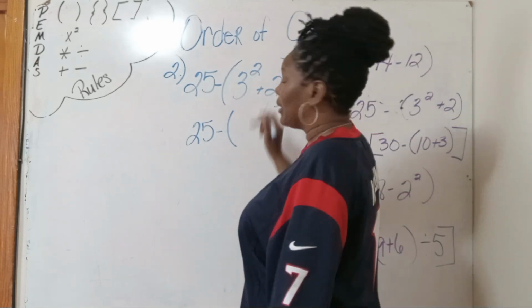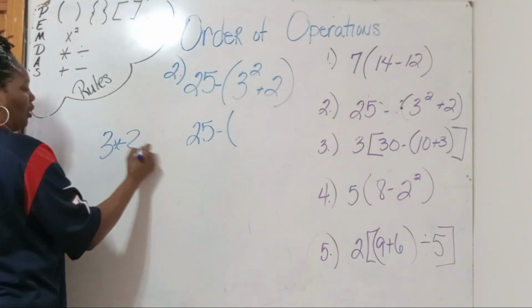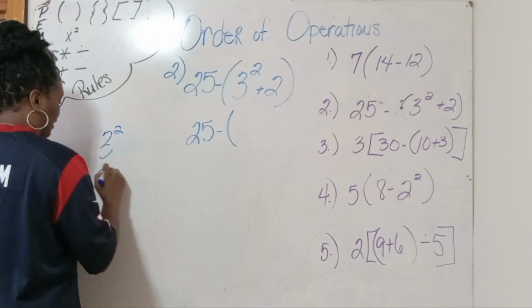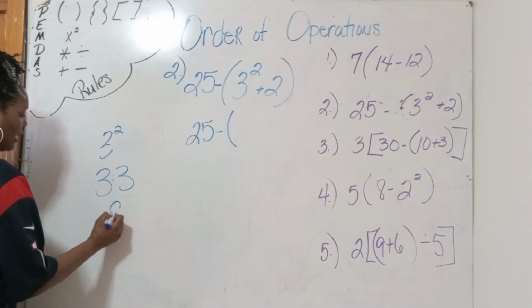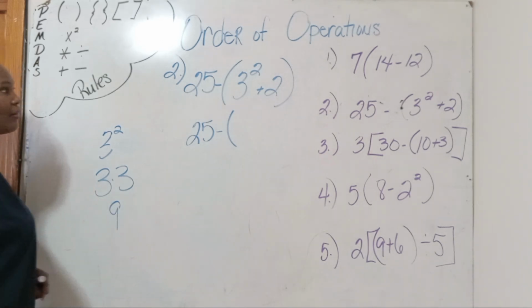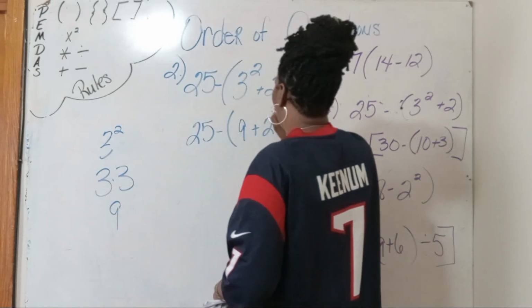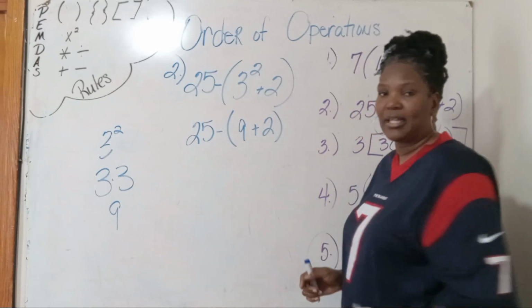So 3 to the second power is not 3 times 2. No. 3 to the second power is saying 3 times 3. What's 3 times 3? 9. Okay? 3 times 3 is 9. All right? So 3 squared is 9, plus 2, close parentheses. All right? We're still bringing everything down.